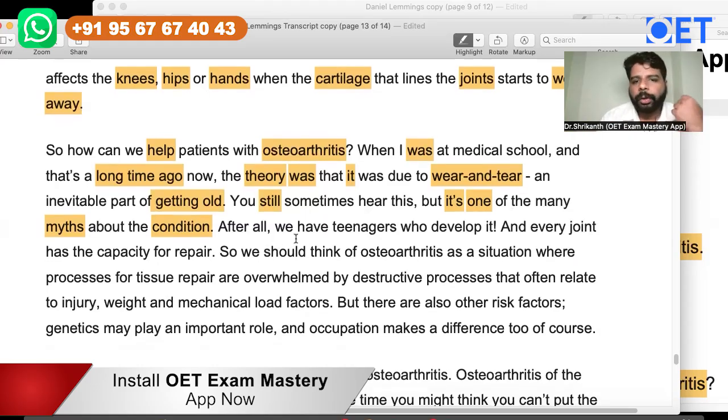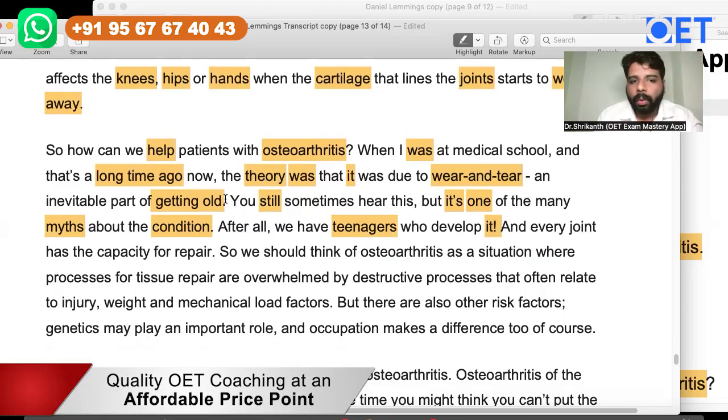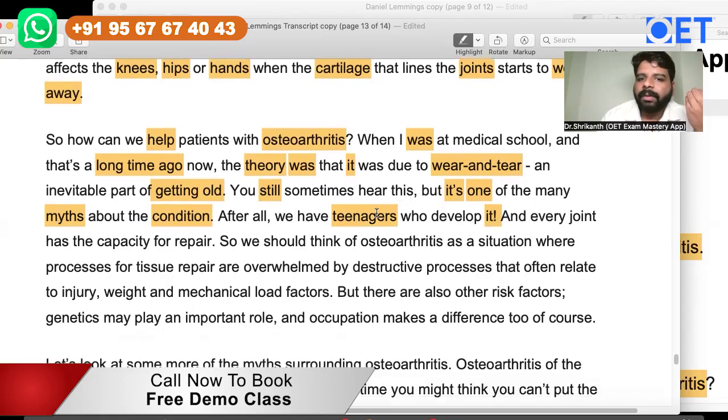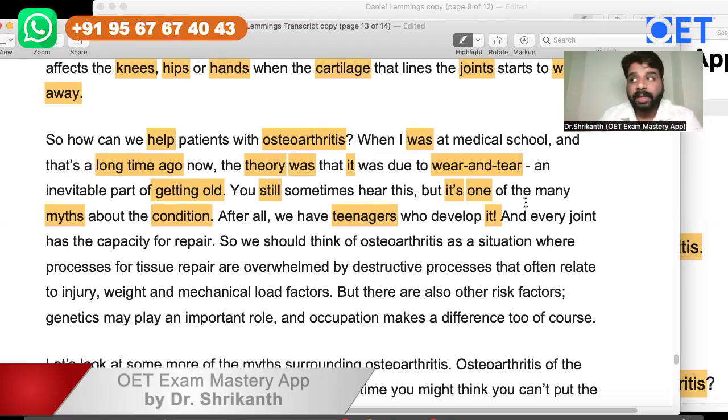Now he's saying, "after all, we have teenagers who develop it." Now you see over here, what was the theory? That only people who are getting old will get osteoarthritis. But now he's saying that is a very wrong theory, because we have very young patients who do not have wear and tear. Even teenagers are developing osteoarthritis. So he is saying that is a myth. He is canceling the myth that only old people get osteoarthritis by telling us we have teenagers who are getting it. Again, not helping. The suggestion about helping is what we want to hear. So this is nothing related to that. So this is another distractor.